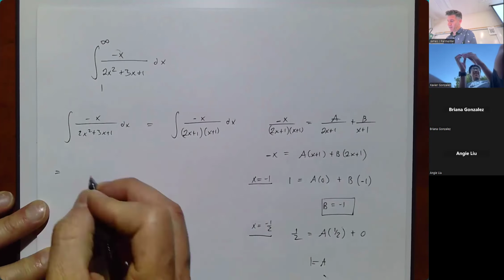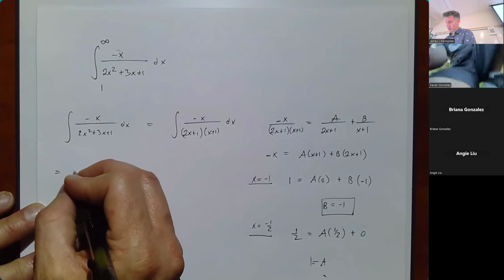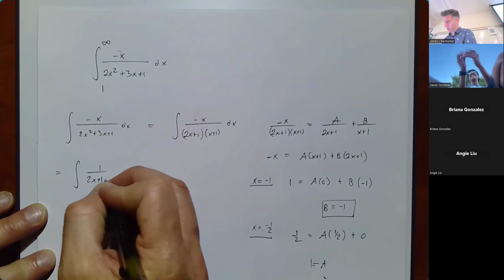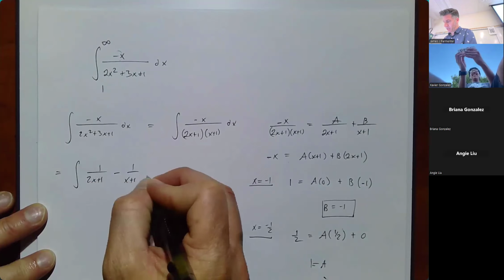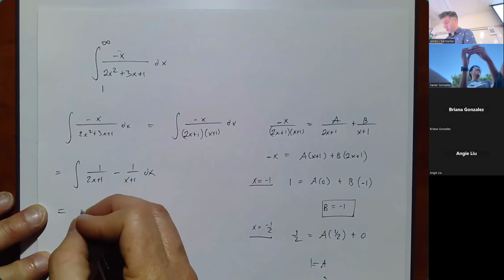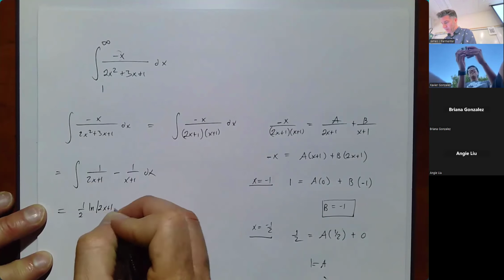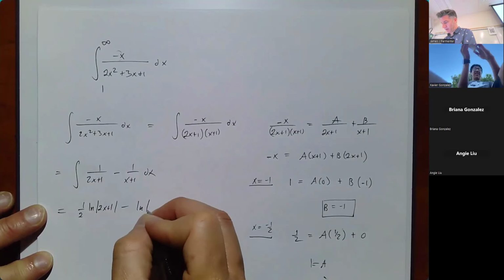So here's what's going to happen. You're going to get the integral of 1 over 2x plus 1 minus 1 over x plus 1 dx. That's going to be, unfortunately, 1/2 the natural log of the absolute value of 2x plus 1 minus the natural log of the absolute value of x plus 1.